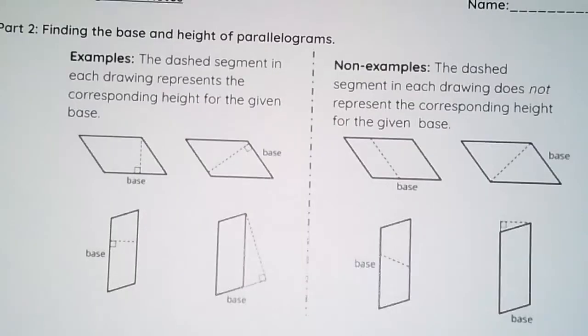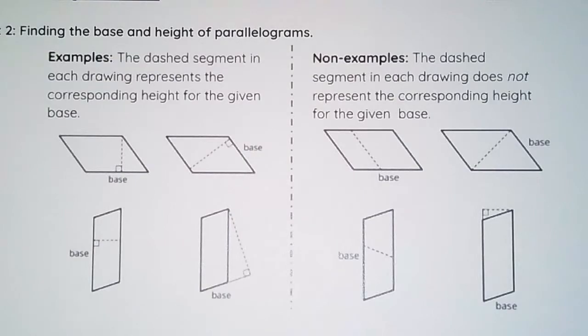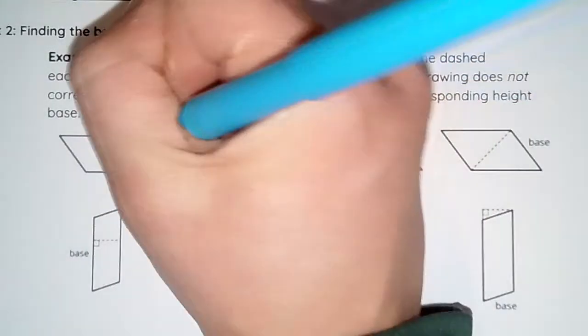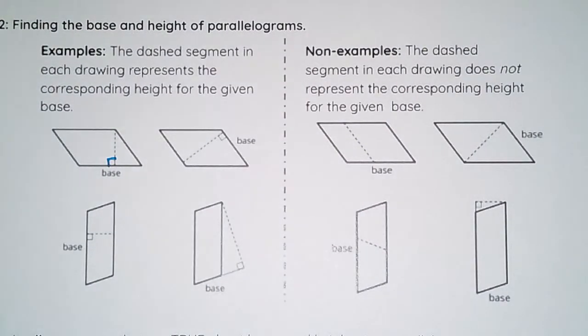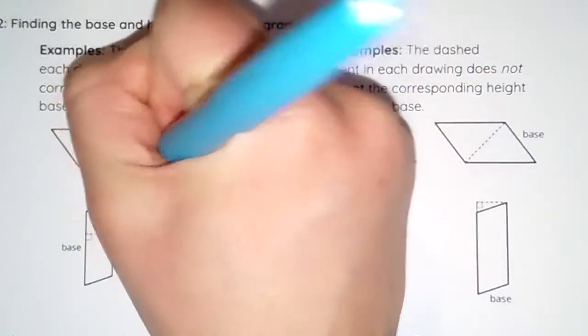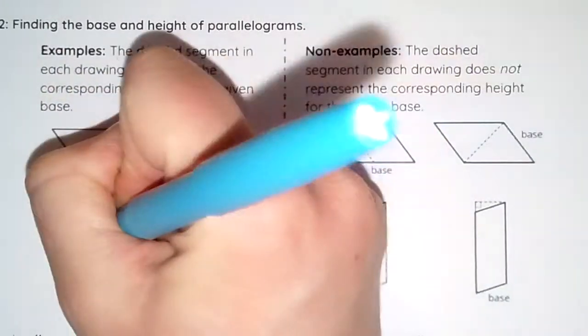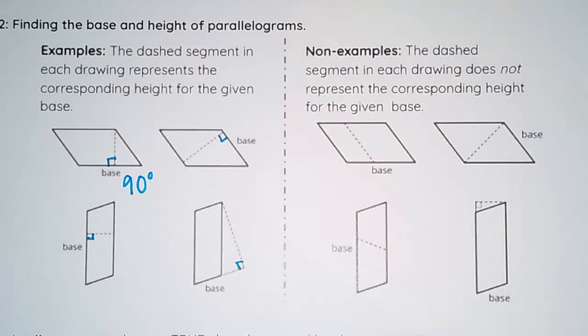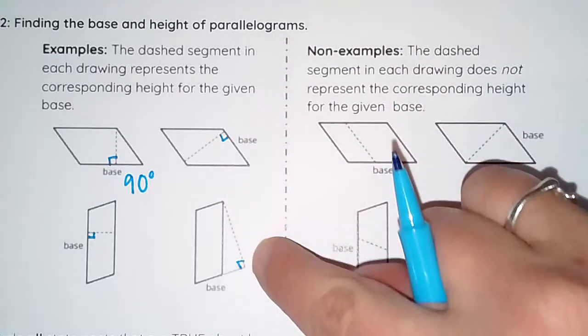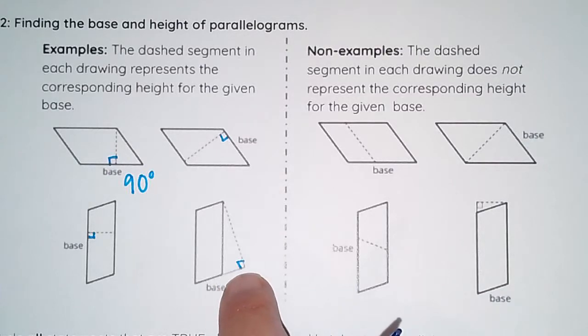Now, up here in our examples and non-examples, you'll see that these all have those little boxes. Does anybody remember what those little boxes mean? What does that signify? Good. So these little boxes mean that we have a 90-degree angle. Notice that in all of our examples, our height meets our base at 90 degrees. We have those boxes for every single one.